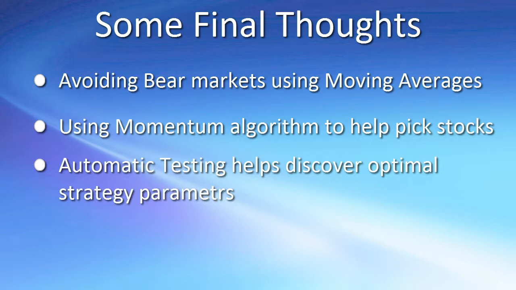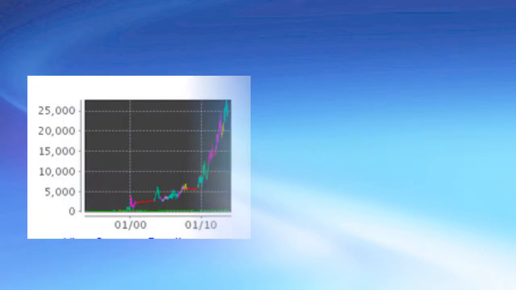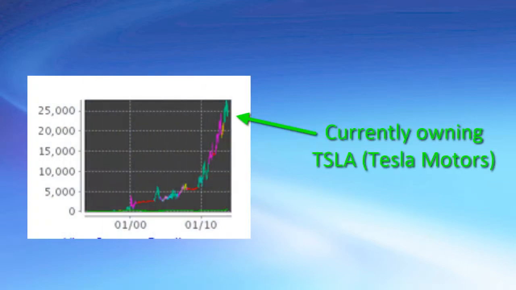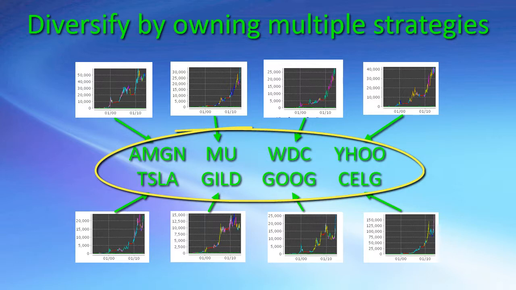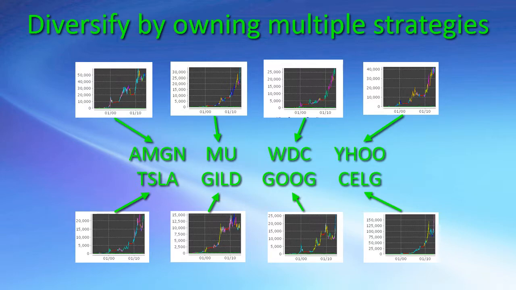I want to make one final comment about how to invest using TrendTimer. As we've seen, each TrendTimer strategy recommends owning a single stock. Our advice is that you should never invest all your money in a single strategy. Instead, diversify your portfolio by dividing your money between several strategies. Depending on how much you have to invest, we recommend you follow somewhere between 8 and 30 strategies.